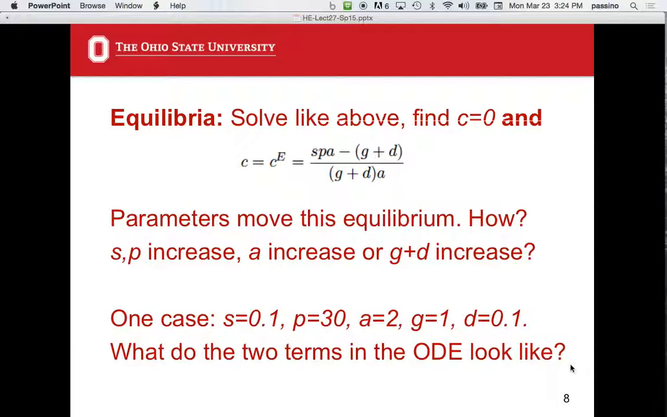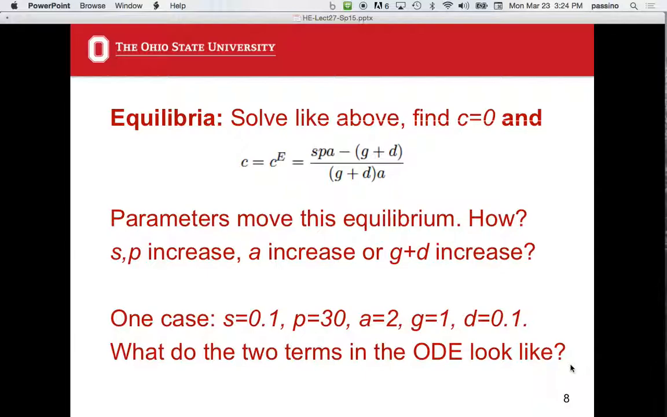So let's try to take an easy case. Let's say S is the saving rate of the country. You go into the country, you say everybody starts saving more, and everybody listens to you, and they start saving more of their money, and so S goes up. What happens to this equilibrium? It goes up, right? Obviously. Now, the same thing will happen with P. Introduce a better technology to the country, and this equilibrium will go up.